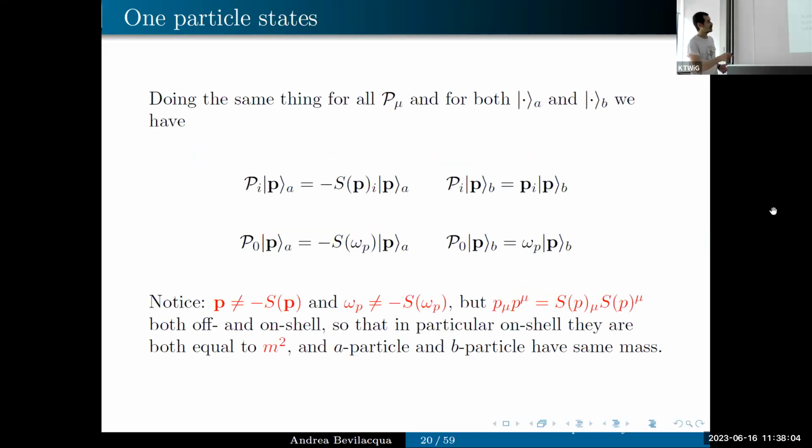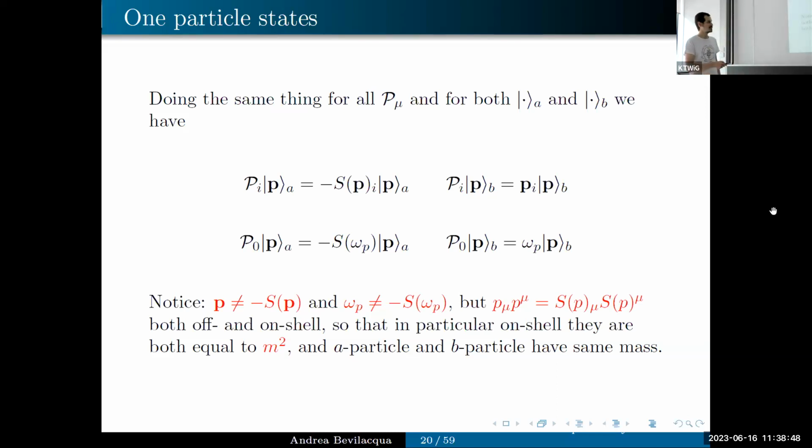Now, if I do the same thing for B, we do the same exact procedure, but the only difference is that while in the A states, we get minus S of Pi for spatial momentum and minus S of omega for energy, for the B particle, we just get Pi and omega. Of course, minus S of Pi and minus S of omega are positive. Notice that P is different than minus S of P, and the same, omega is different than minus S of omega, but you can check that P mu squared is exactly identically equal to S of P mu squared. And this is true both off and on shell. So in particular, when they are on shell, they are both equal to m squared. So particles and antiparticles do have the same mass, but they have a different momentum.